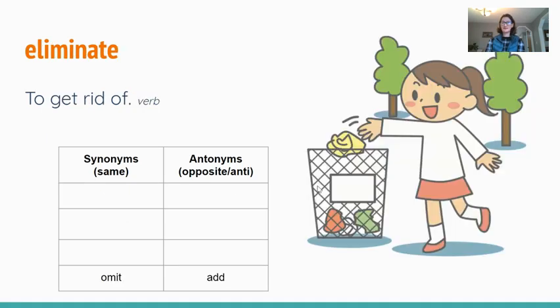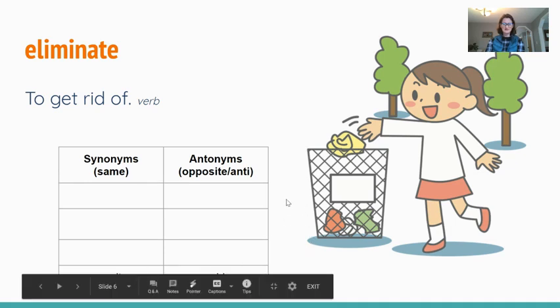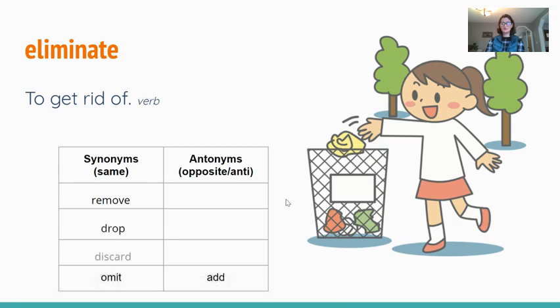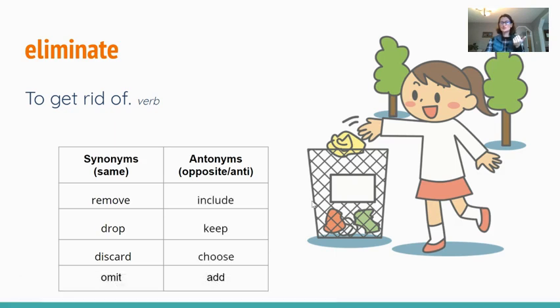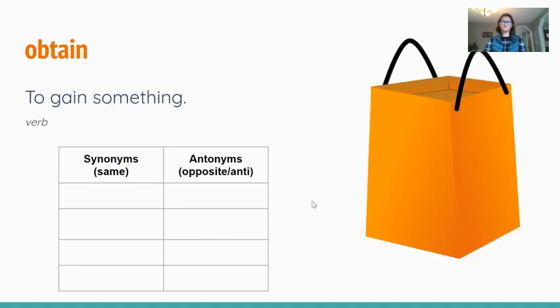Our fourth word was eliminate, to get rid of. And some synonyms, we've already got some added in here, I can see, would be remove, drop, discard, or omit. And all 4 of those words kind of mean the same thing: to get rid of, remove, drop, discard. Omit means leave out. And antonyms, we have include, keep, choose, and add. And all of those things are the opposite of getting rid of something. They're more about bringing things in.